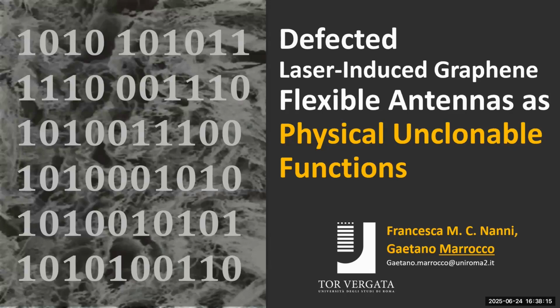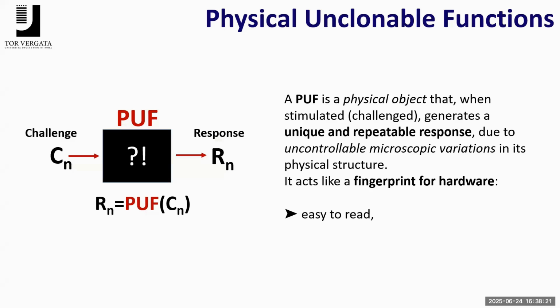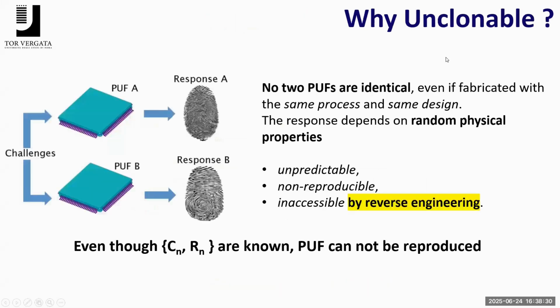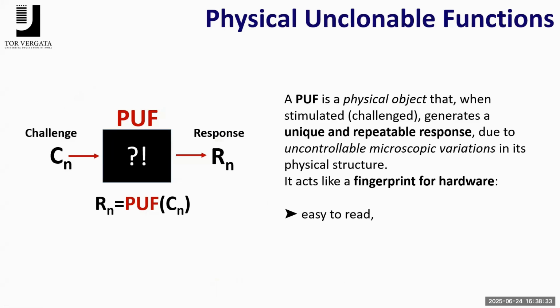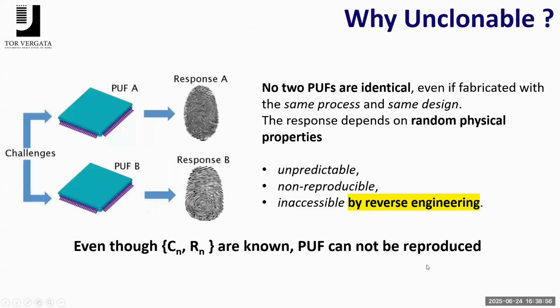Okay, what is a physical unclonable function? A physical unclonable function is a device that, when challenged by a physical stimulus, will provide an output signal. And this output signal is related to the challenge by means of internal random behavior. It can work like a physical fingerprint of the device and should be easy to read. Moreover, it should also be unclonable.